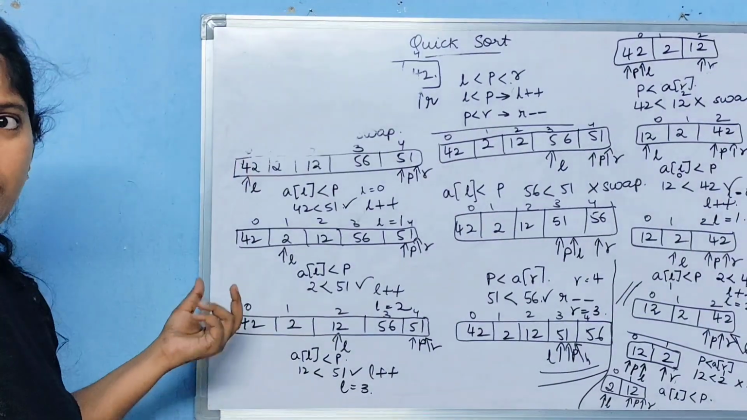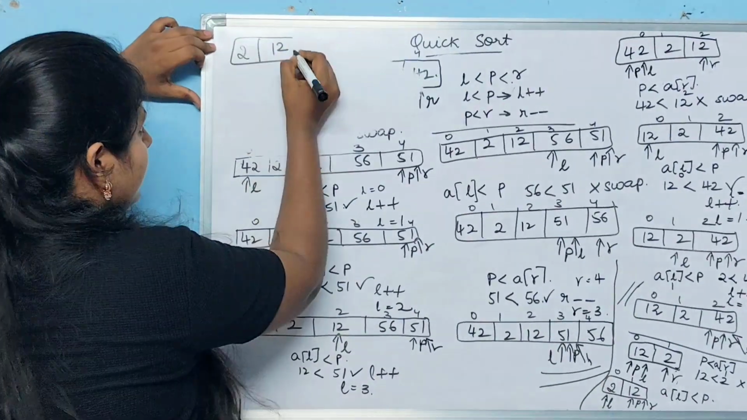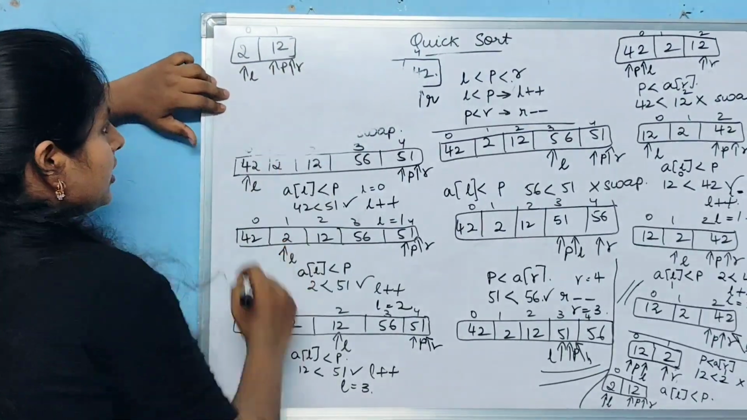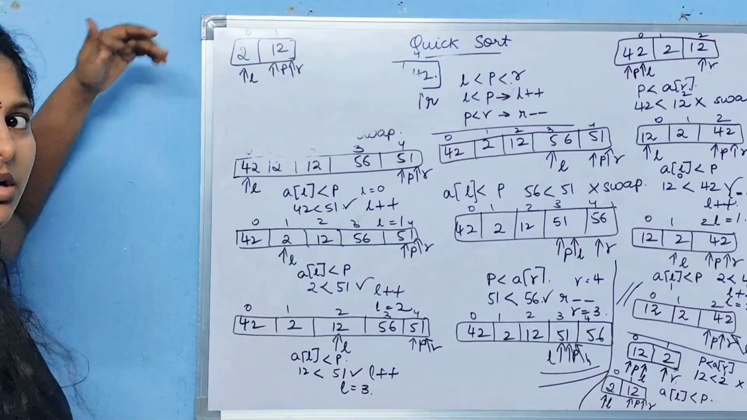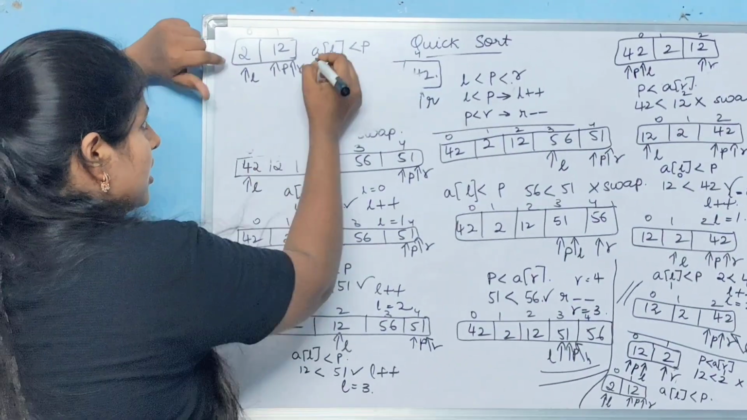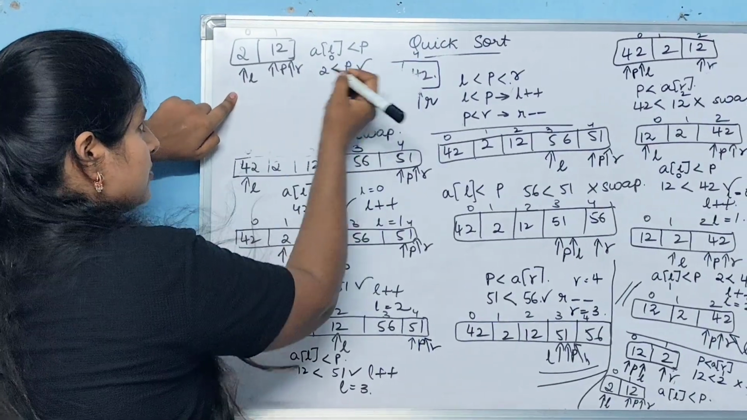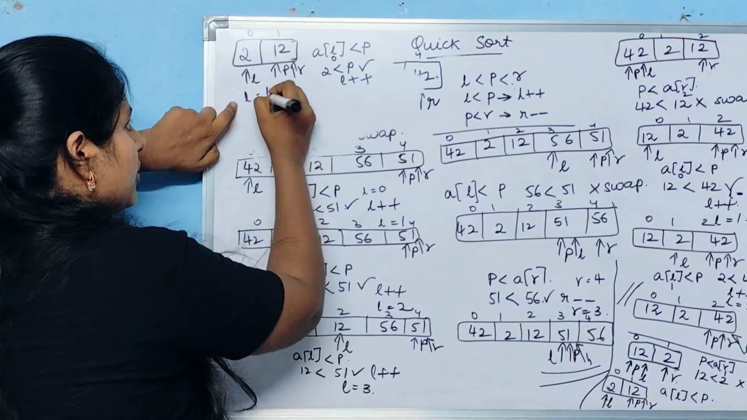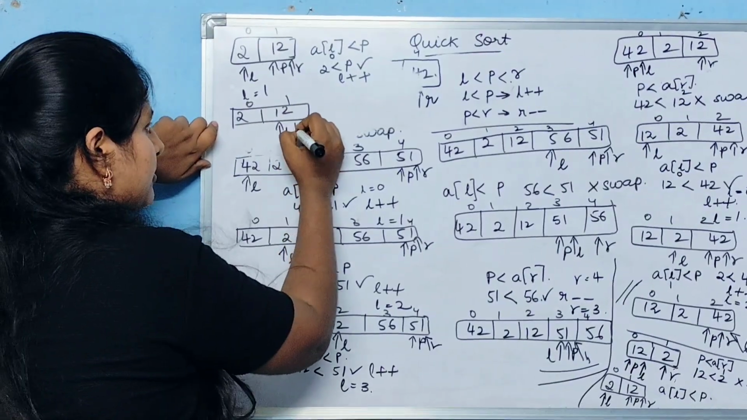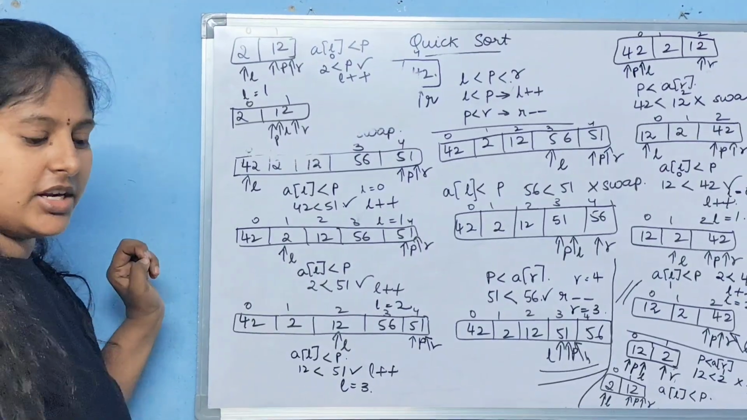So I hope you have written all this. So 2, 12 are left. This is my pivot. This is my left and this is my right. So pivot and right are placed on the same element, right? So I have to go for opposite direction. Now I have to compare A of left should be less than pivot. What is A of left right now? A of 0. That is less than pivot. Perform left plus plus. That means L became 1, right? So this is left, this is right, and this is my pivot. That means this element is placed at its correct position.